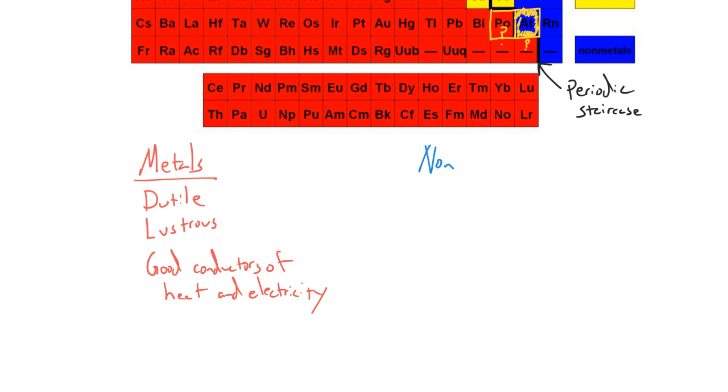Nonmetals, on the other hand, they're not ductile, they are brittle. They're not lustrous, they are dull. And they're poor conductors. And a lot of that is the fact that they exist as gases at room temperature, so poor conductors.